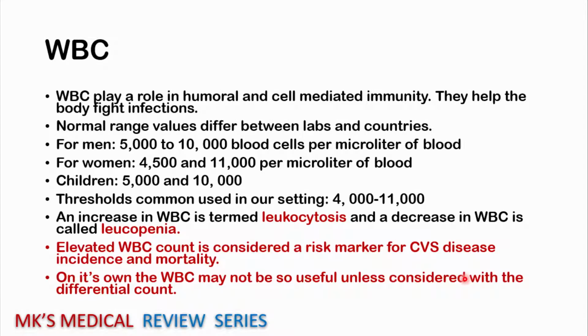So we'll start with the WBC count. Remember that white blood cells are going to be fundamental to both humoral as well as cell-mediated immunity. Humoral has to do with antibodies. Remember that there are different types of antibodies: IgG, IgA, IgM, IgE, and IgD, which are predominantly synthesized by B lymphocytes, which differentiate into plasma cells.